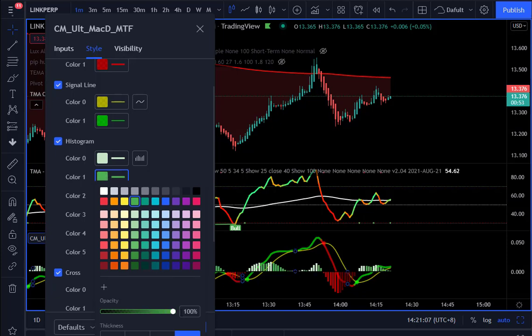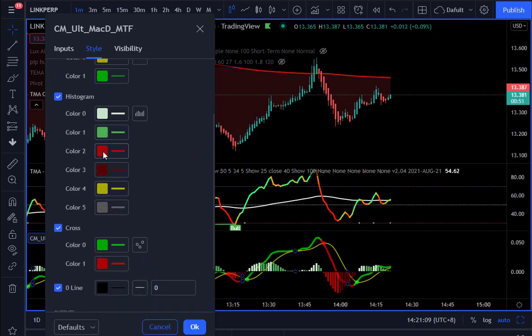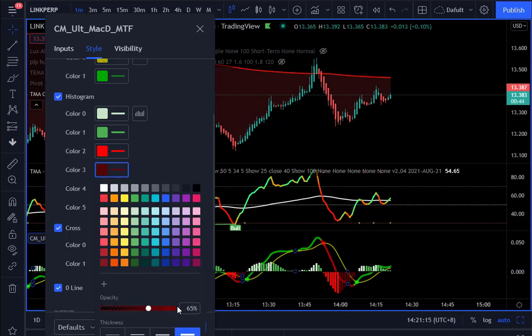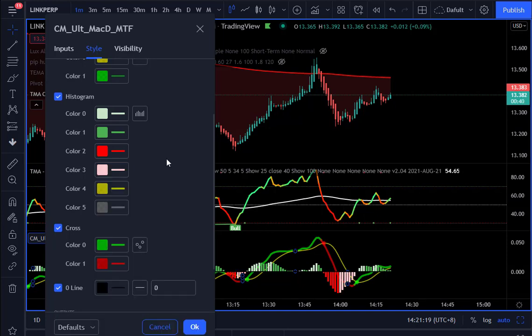Okay, change this to 100%, so it's more obvious. Then this one will change. You can see the color shown over here as I'm changing it, so you get some idea. Okay, this one I'll use light red. This light red actually is very important.